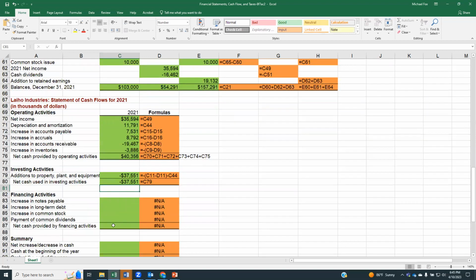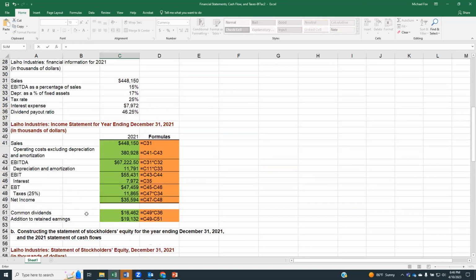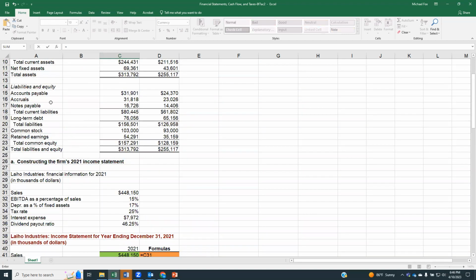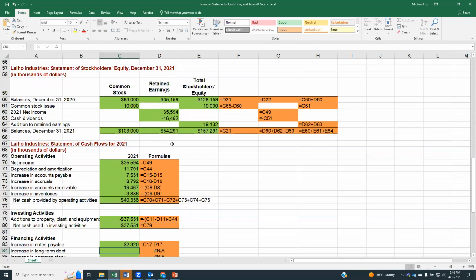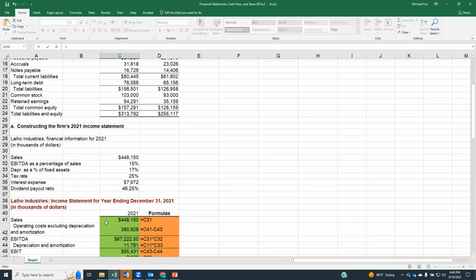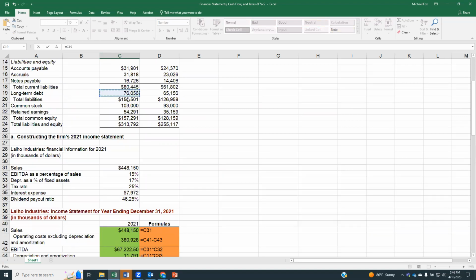And finally, our financing activities, we're going to have our increase in notes payable. So again, this is a liability. So I'm going to hit equals, come up to my balance sheet, look at my notes payable, take this year's minus last year's. That will give me my increase. My increase in long-term debt, hit equals, come up to my balance sheet, click long-term debt this year minus last year's.